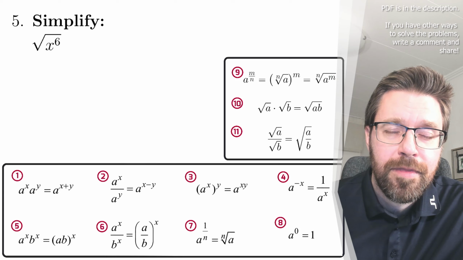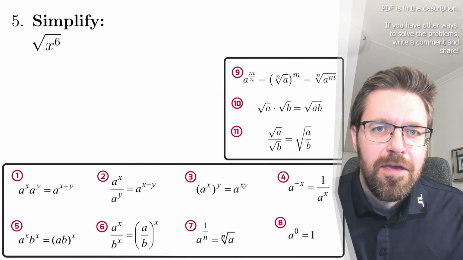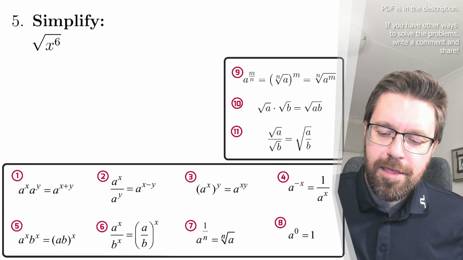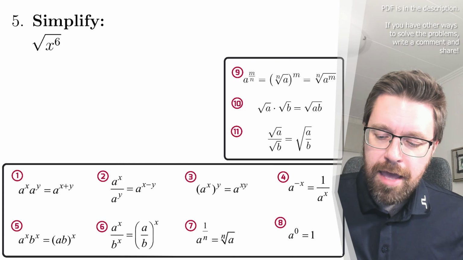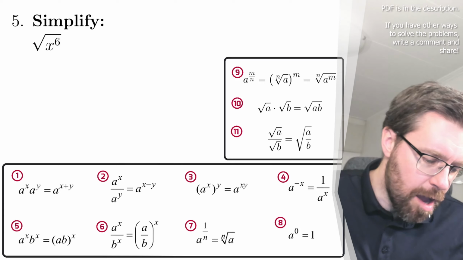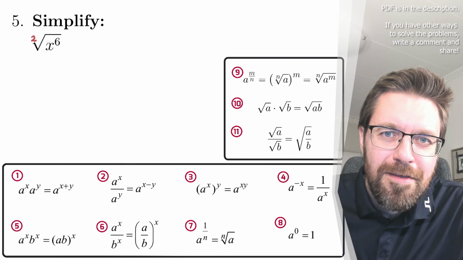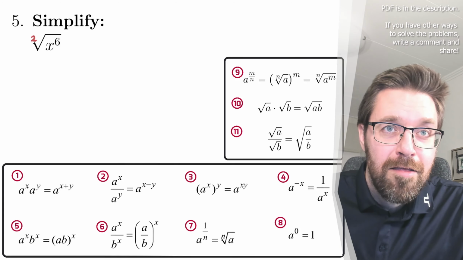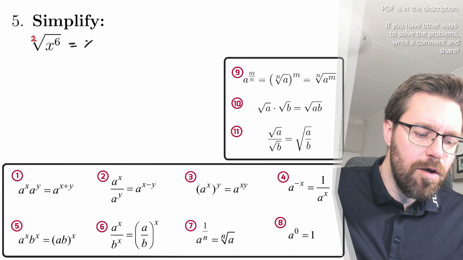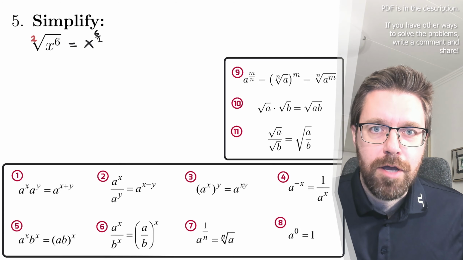Question number 5. Okay, this is a harder question, and you can do it very fast if you know what you are doing. We have the square root of x raised to 6, and when it's the square root, there is an invisible number 2 here. I write this down because it's easier for me to explain it to you if the number is there. So you can write it in an instant like this: x raised to 6 divided by 2. And I will tell you what's going on.